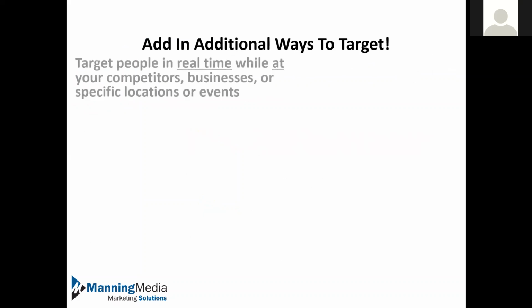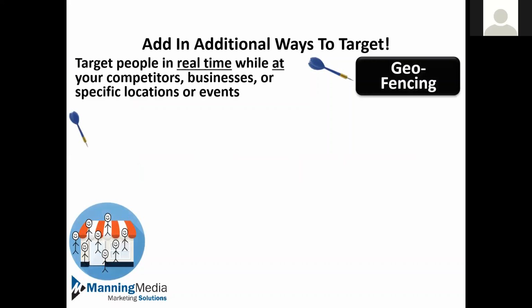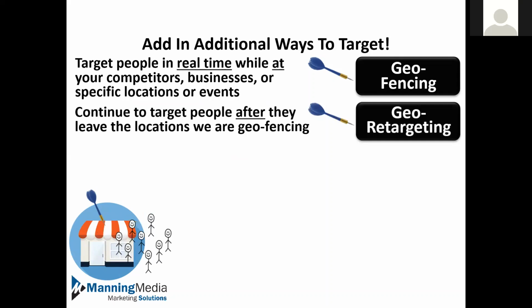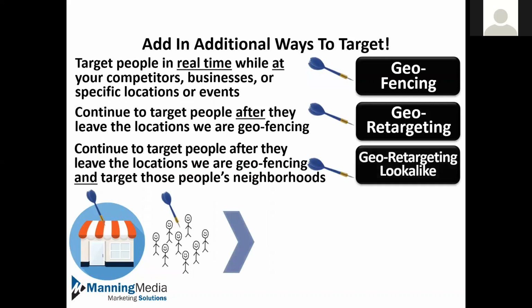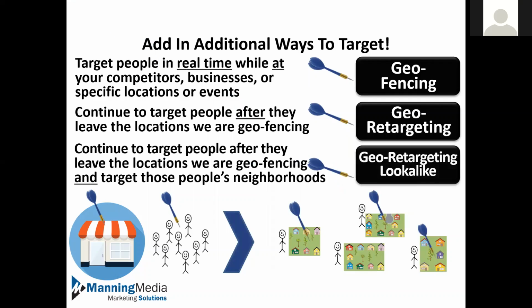And we can add in some additional ways to target. So you can target people in real time while they are at your competitors or businesses or specific locations or events. That's called geofencing. You can continue to target them after they leave those locations. That's geo-retargeting. And then you can continue to target people after they leave the locations that we're geofencing and target them in their neighborhoods. So that's geo-retargeting lookalike.